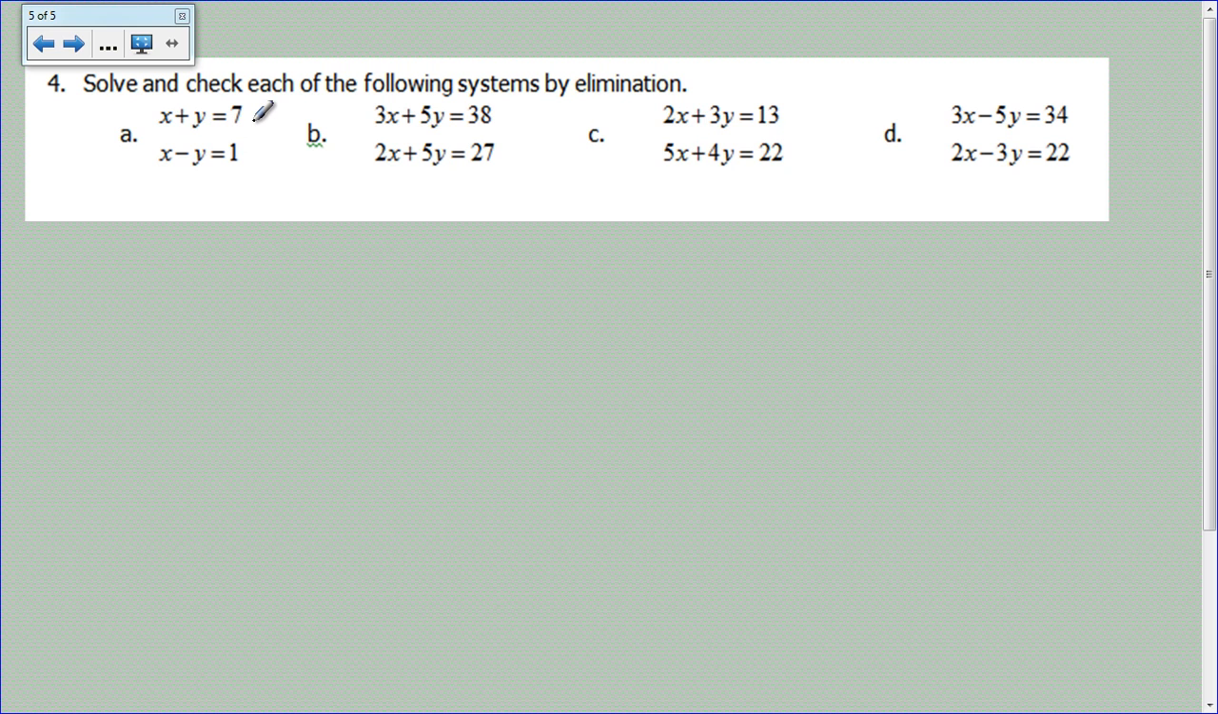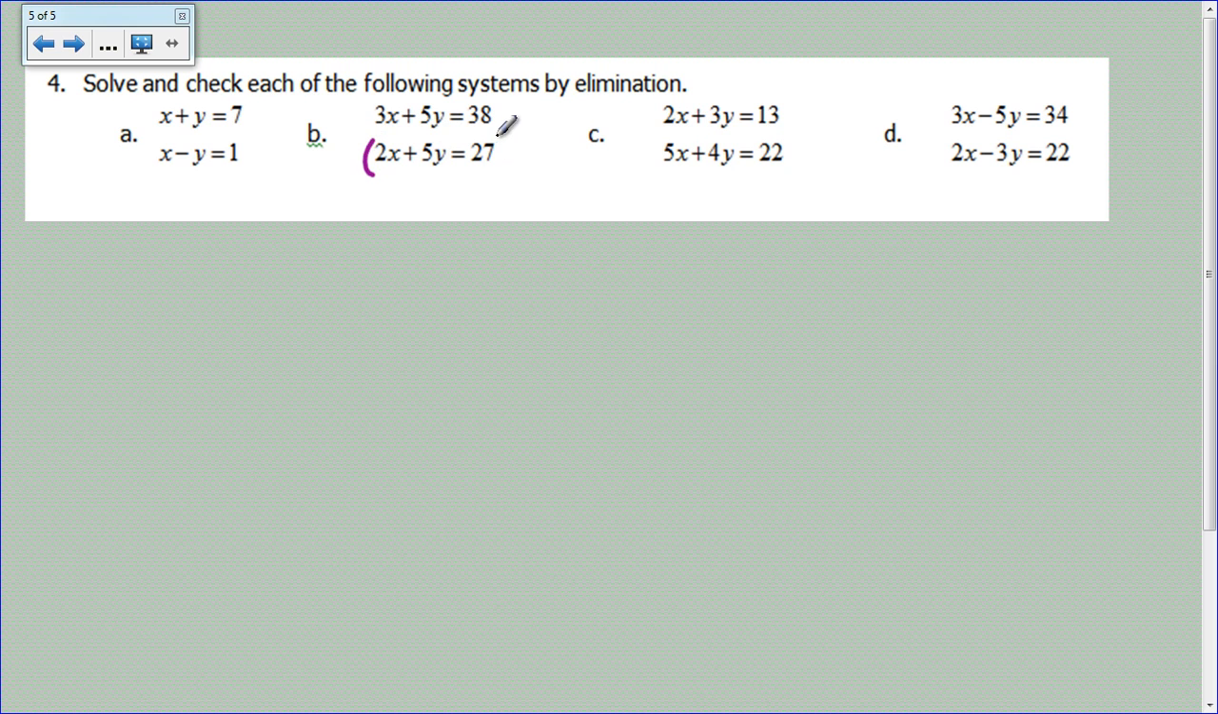It's pretty basic and easy. We're going to go over here, and we're going to go ahead and do B. So we're going to first of all set this up so that I can make variables eliminate, and then we're going to solve. Okay? So I've got 3x plus 5y equals 38 and 2x plus 5y equals 27. Well, they made this easy on me. I got a 5 and a 5. The problem is they're both the same sign. I need to make one of them negative.